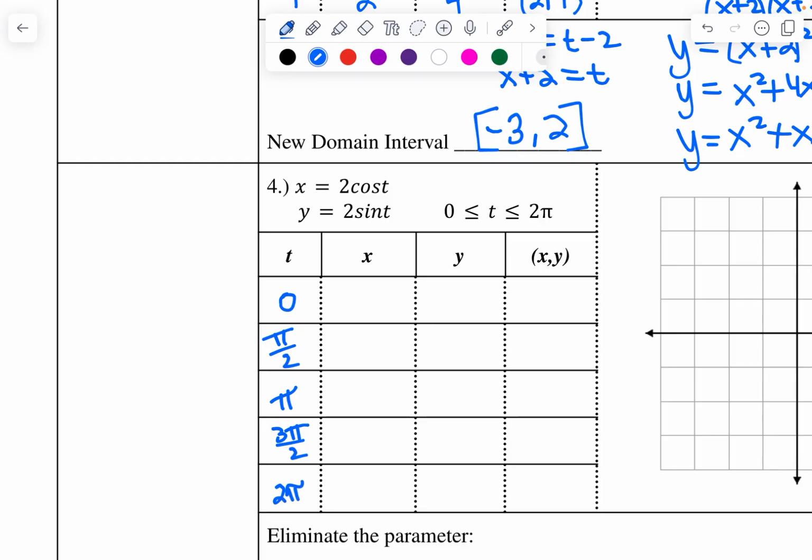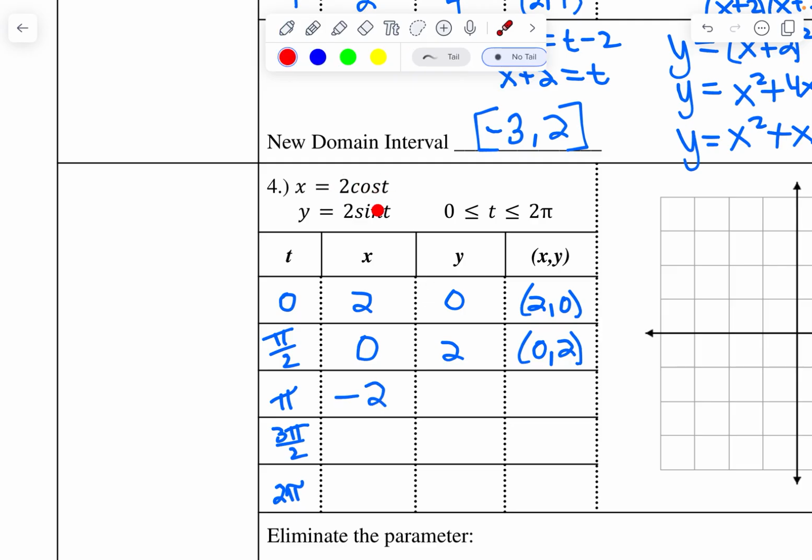All right, so if I plug in 0, the cosine of 0 is 1, times 2 gives us 2. If I plug it in here, the sine of 0 is 0, times 2 would be 0. Pi halves, so cosine of pi halves is 0, times 2, 0. Sine of pi halves is 1, times 2 is 2. If I plug in pi, cosine of pi is -1, times 2 is -2. Sine of pi is 0, times 2, 0. Gotta be able to evaluate those trig functions quickly and easily.